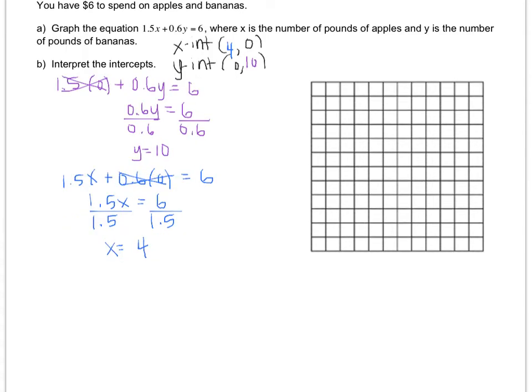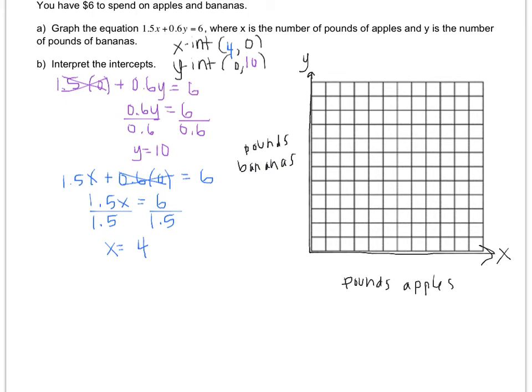Remember, for word problems, you always want to make sure that you put yourself in the quadrants you belong in. Since I'm talking about buying apples and bananas, it doesn't make sense for me to be in the negatives. So again, this is another example of when it makes sense to only be in the first quadrant. And since it's a word problem, not only will I put x and y, but I'll also put what it means. So this stands for pounds of apples, and this stands for pounds of bananas.